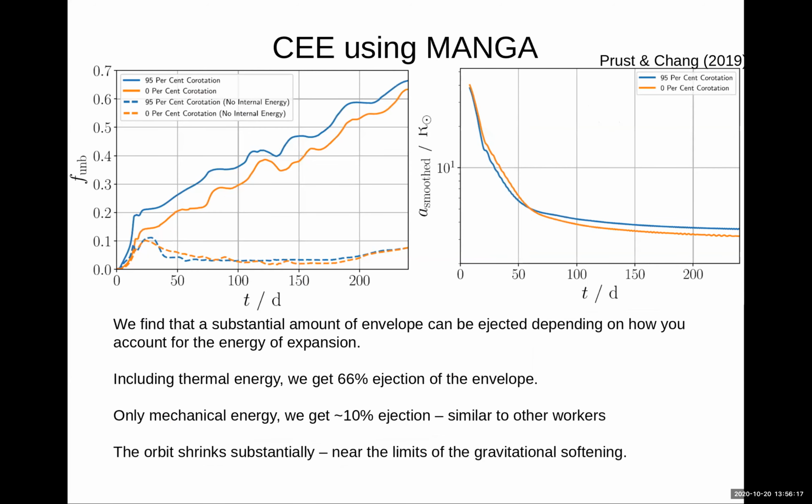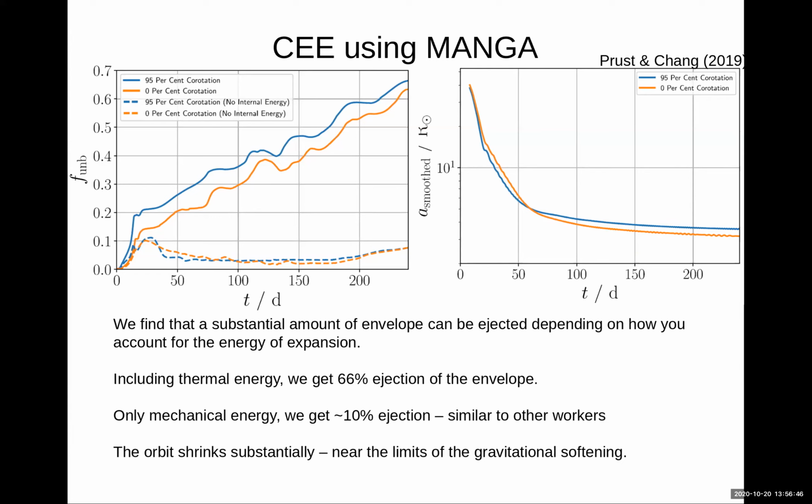And the answer is that in large part, we can eject most of the envelope, assuming that we can take account of the internal thermal energy. If we take account of the internal thermal energy, we get something like 66% of the envelope ejected, which is great. And the orbit shrinks substantially. It goes from about 52 solar radii all the way down to about 3. So that's pretty good as well.